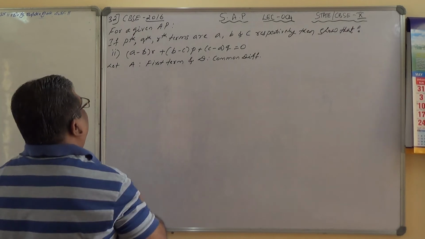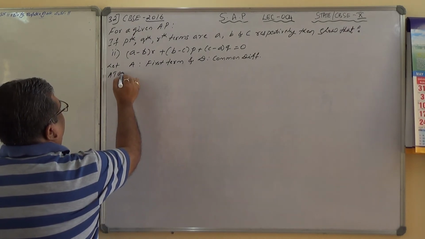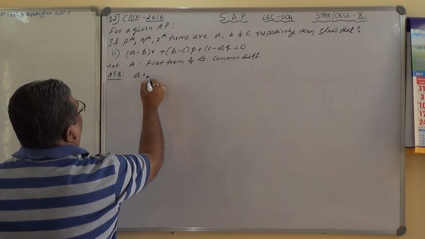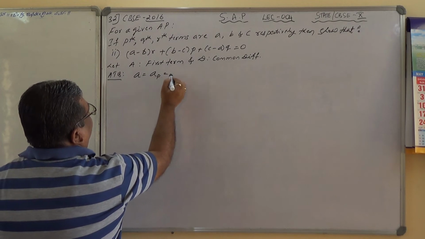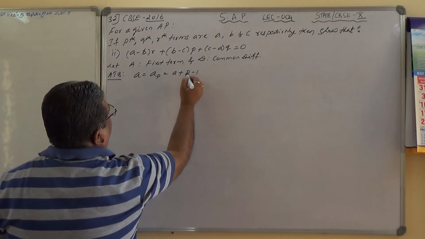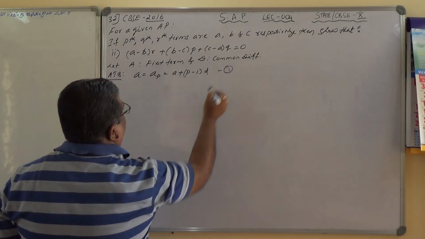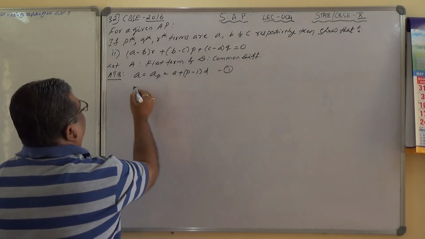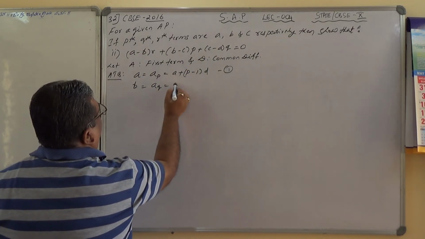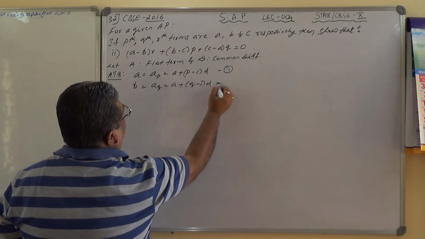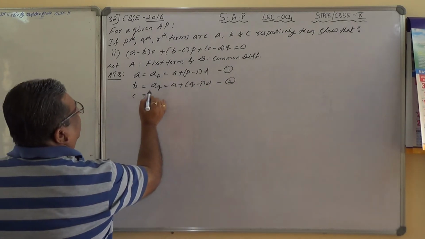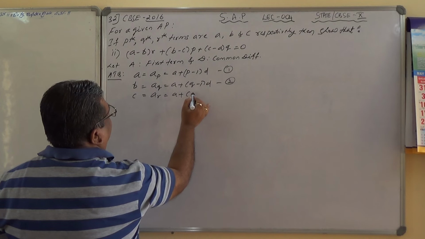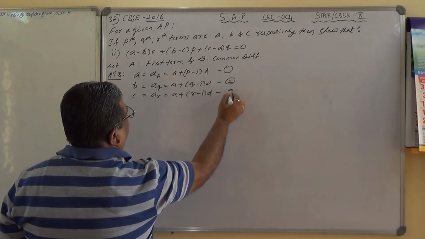Okay, so according to the question, pth term is A, which equals AP, which equals A plus P minus 1 times D. Mark it 1. I got value of A. Next is qth term is B, meaning B equals AQ, A plus Q minus 1 times D, second one. C equals, this C equals what? Rth term, AR, A plus R minus 1 into D. This is third.